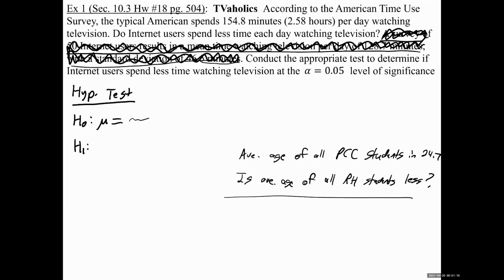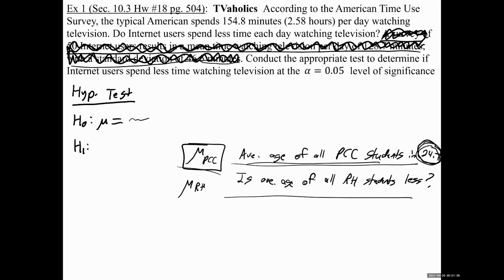So why are they mentioning PCC at all? Just to explain to you where this number 24.7 came from, instead of just bringing it out of nowhere: boom, I think the average age of all Rio Hondo students is 24.7. So there are two populations. There are two mu's. There's a mu for all PCC students, and there's a mu for all Rio Hondo students. This one here is known. It's 24.7, and nobody is arguing over it. So they're telling you in the problem: the mu for this population is 24.7.